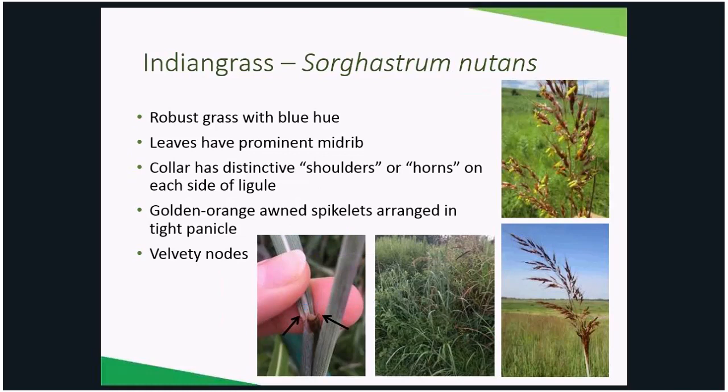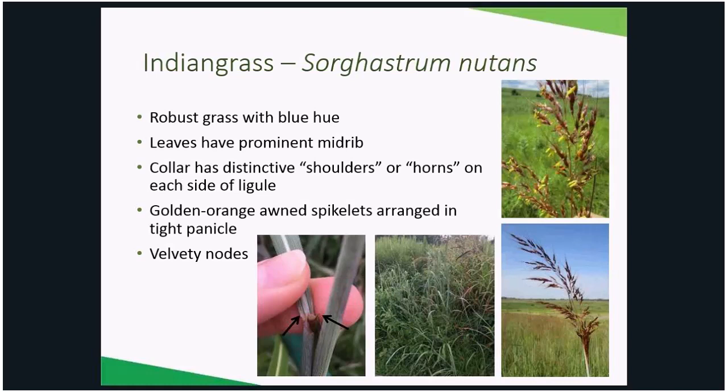But the characteristic that I look for is something called horns or shoulders. So again, if you do what we've been talking about and you pull that leaf blade back, here where those arrows are pointing, you should see these two little projections on either side of the ligule. And those are called horns or shoulders. None of the grasses that we've talked about today or will talk about today have those pointed projections. So it's a very good clue, along with that blue color and that midrib, that you're looking at Indian grass.